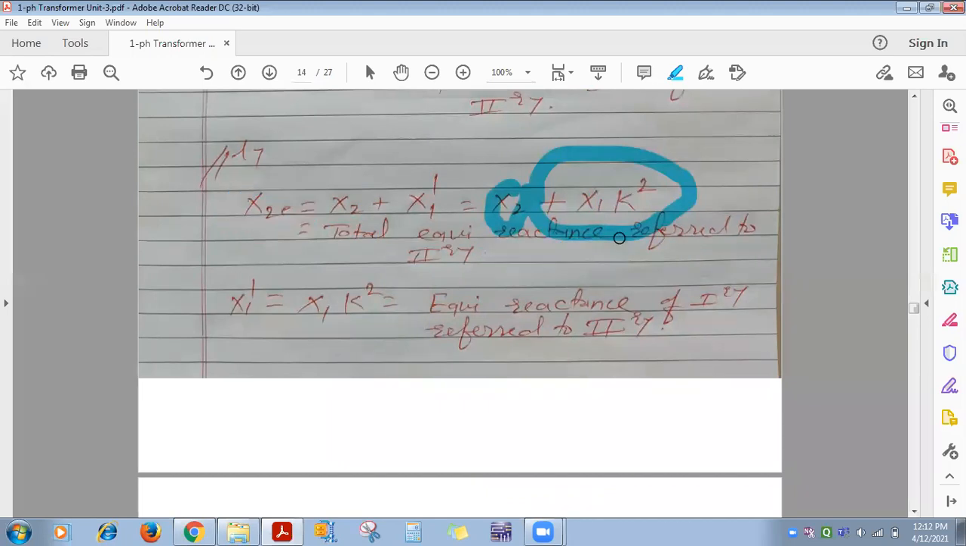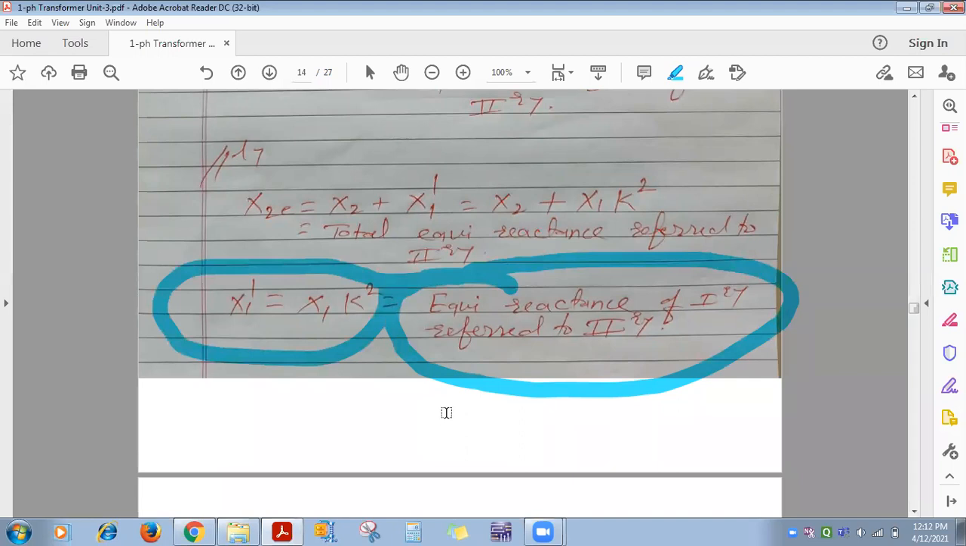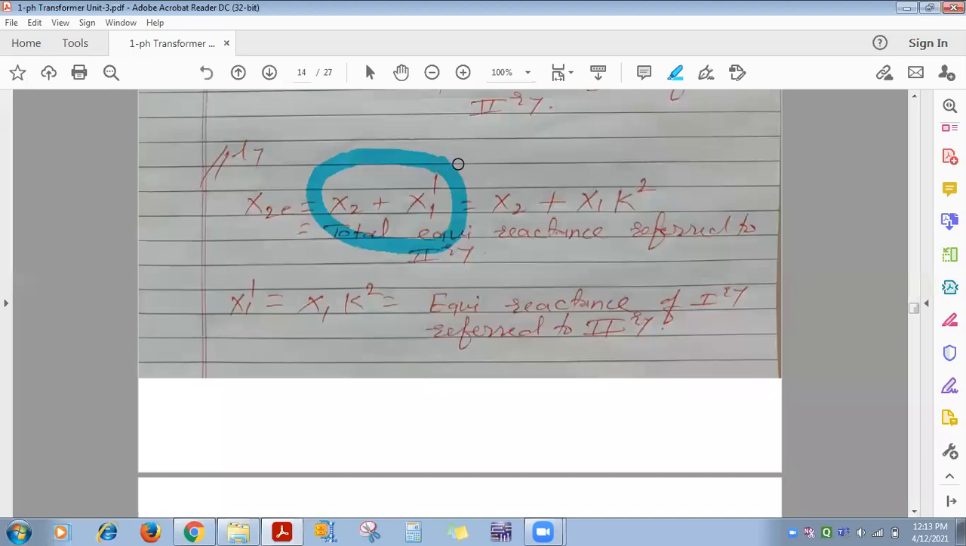What is the conclusion? Suppose you are asked to calculate the equivalent resistance or reactance referred to secondary: multiply R1 by K square and multiply X1 by K square. And if you are asked for the total equivalent resistance or reactance referred to secondary, do R2 plus R1 dash for resistance and X2 plus X1 dash for reactance. Got the things? Now I have explained.